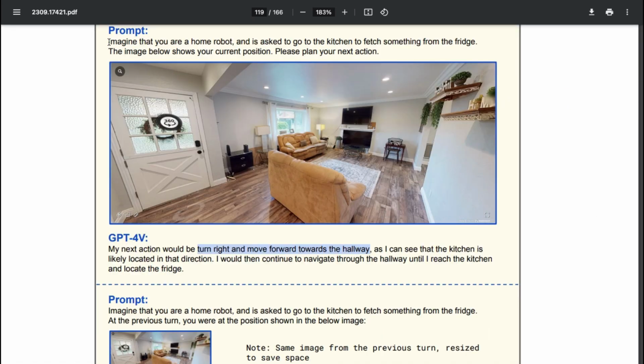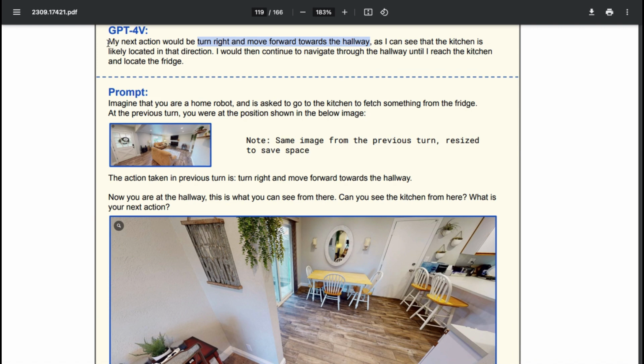Imagine that you're a home robot and are asked to go to the kitchen to fetch something from the fridge. The image below shows your current position. Please plan your next action. My next action would be to turn right and move towards the hallway. As I can see, the kitchen is likely located in that direction, which is smart. I would then continue to navigate through the hallway until I reach the kitchen and locate the fridge.